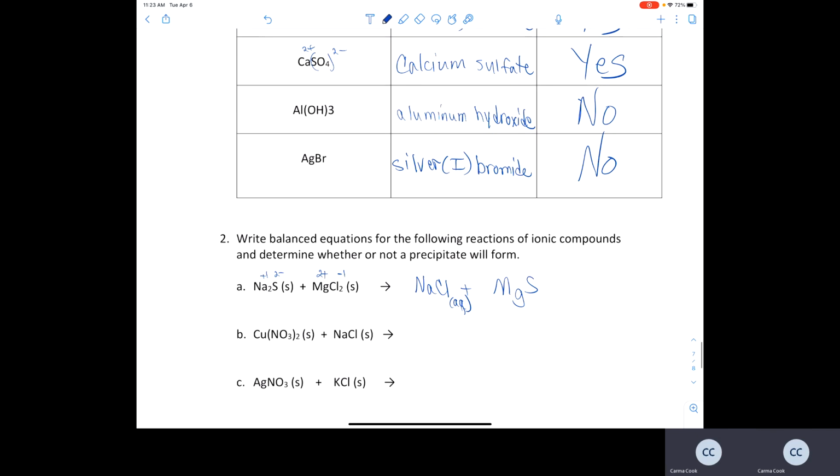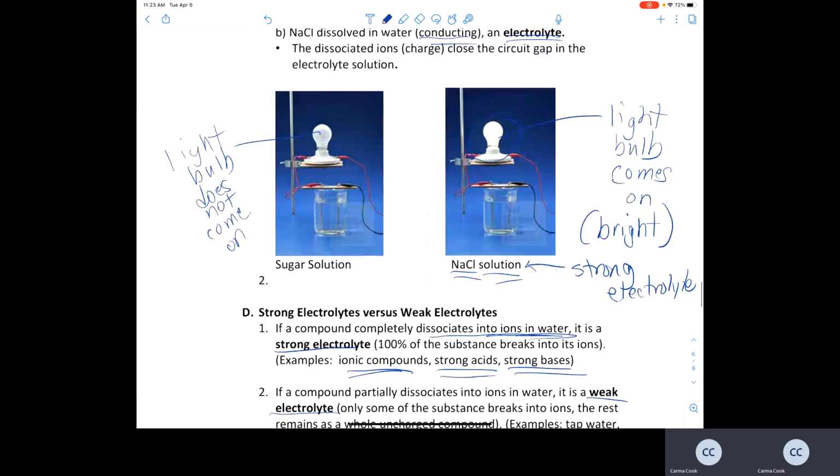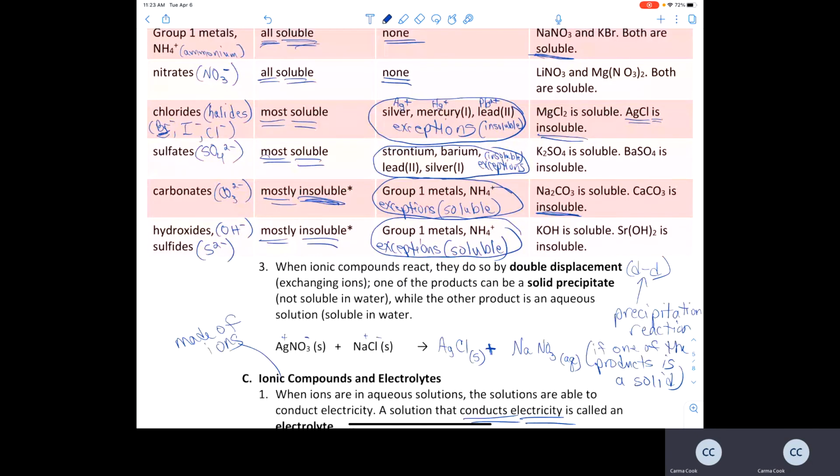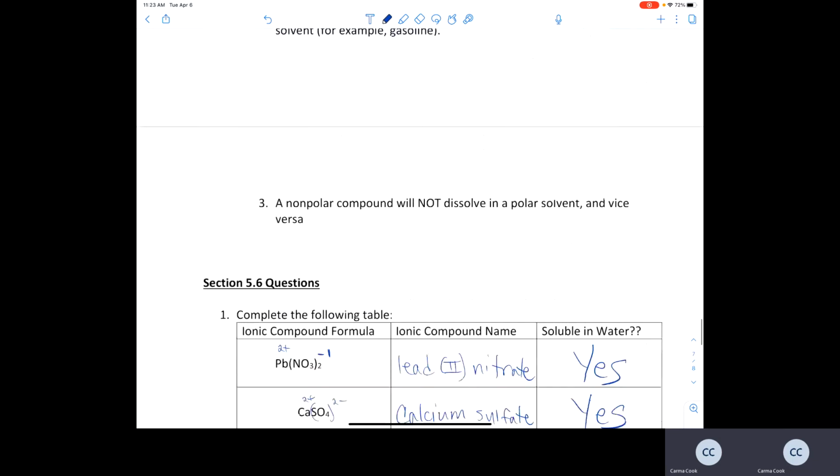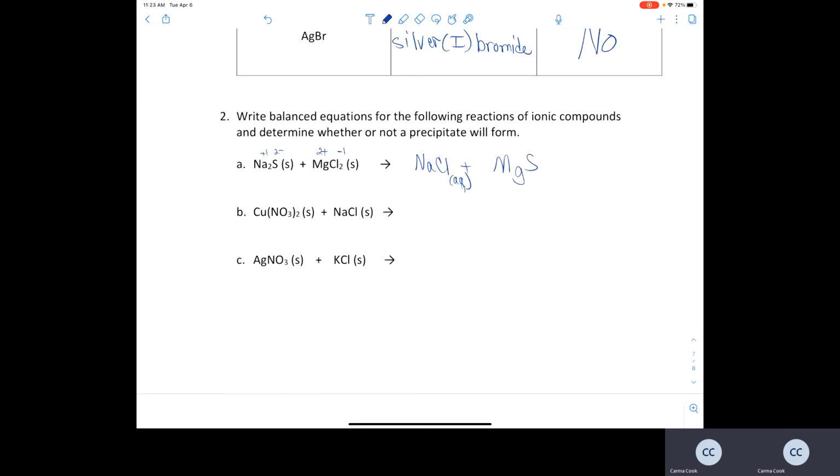Magnesium sulfide. We'll look at the sulfide rule. Sulfides are mostly insoluble, except for if they're paired with a group 1 metal or NH4+. Well, magnesium is not a group 1 metal. It is a group 2 metal. So this will be insoluble, and therefore MgS, being insoluble, will be a solid. So this is our precipitate. And therefore, A is a precipitation reaction.